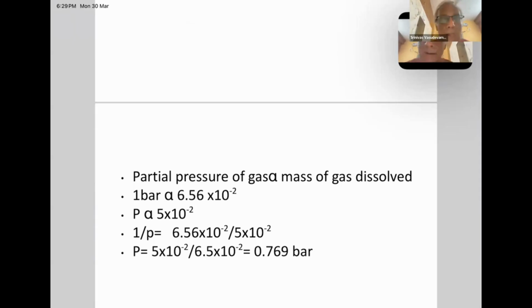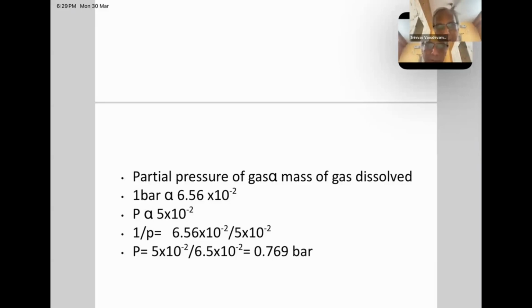At 1 bar pressure, 6.56 into 10 power minus 2 grams of ethane exerts a pressure of 1 bar. Then we have to find out what will be the pressure exerted when 5 into 10 power minus 2 grams of ethane is dissolved. So you can divide one by the other: 1 by P is equal to 6.56 into 10 power minus 2 by 5 into 10 power minus 2.